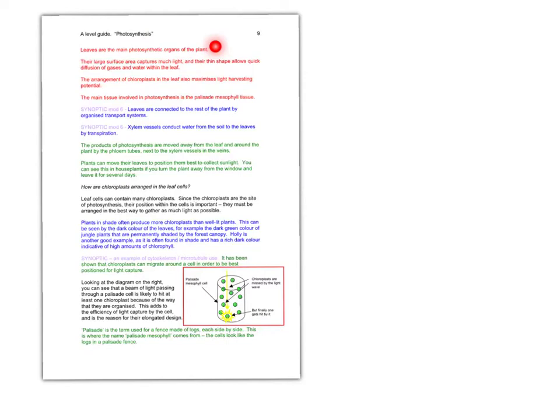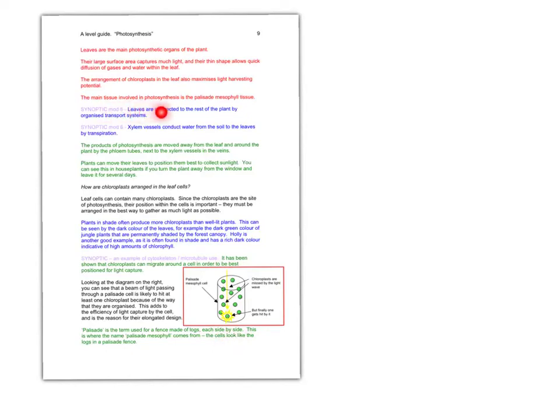You have an arrangement of chloroplasts in leaves that maximizes the harvesting potential. You see the chloroplasts are stacked one on top of the other. You see the light coming in, and even if it misses the first few, most likely it's going to hit one of the chloroplasts before it leaves, and that light photon will be captured.